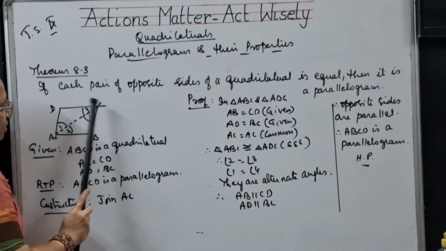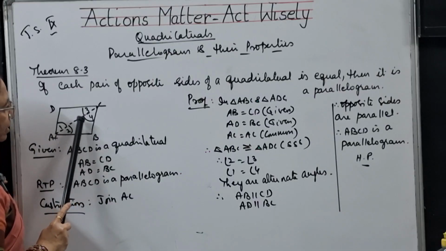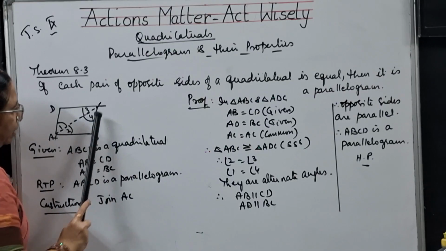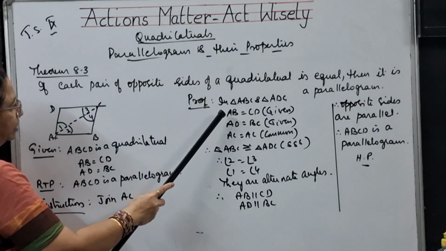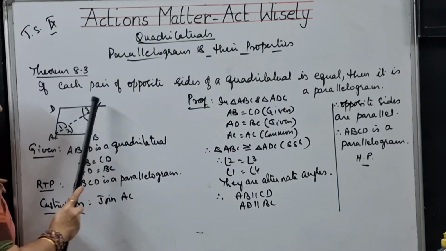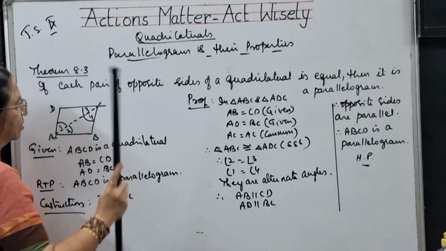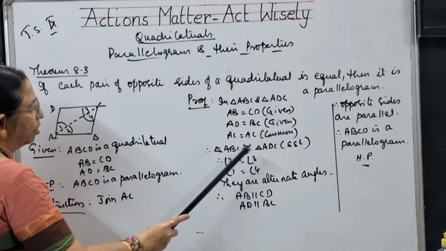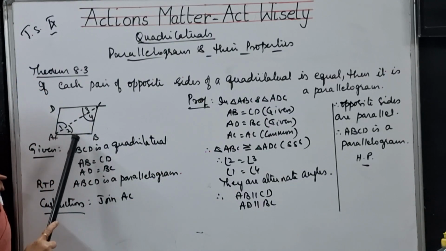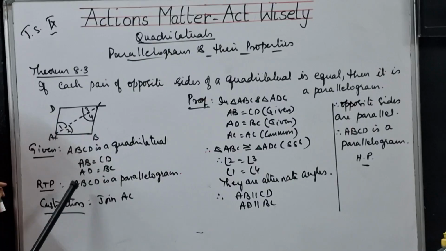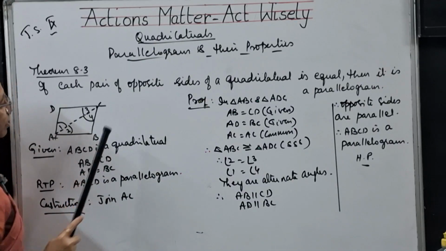For this, the construction is you have to join AC. After joining AC, we are getting two triangles. In triangle ABC and in triangle ADC, AB is equal to CD, that is given to us, and AD is equal to BC, that is also given to us. AC is equal to AC, is common. So two triangles are congruent based on the side property. When two triangles are congruent, their corresponding angles are equal. So angle 2 is equal to angle 3 as well as angle 1 is equal to angle 4.